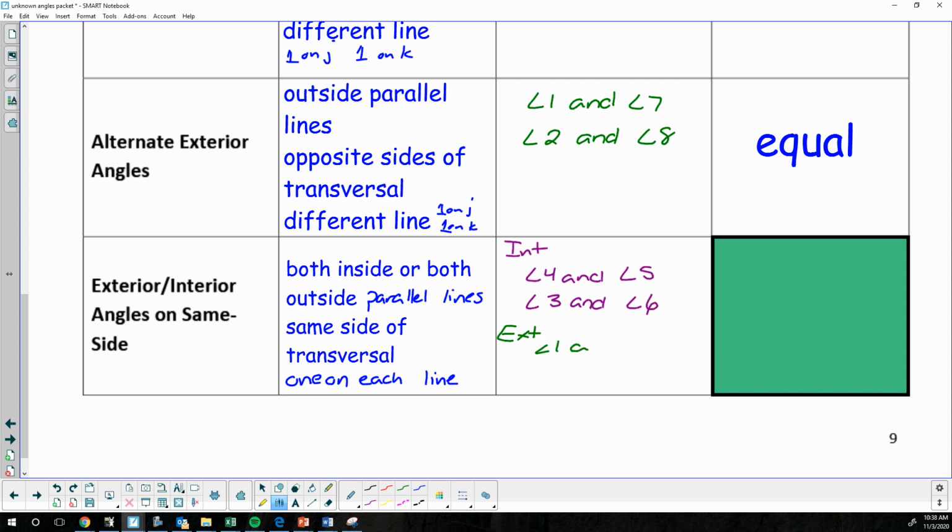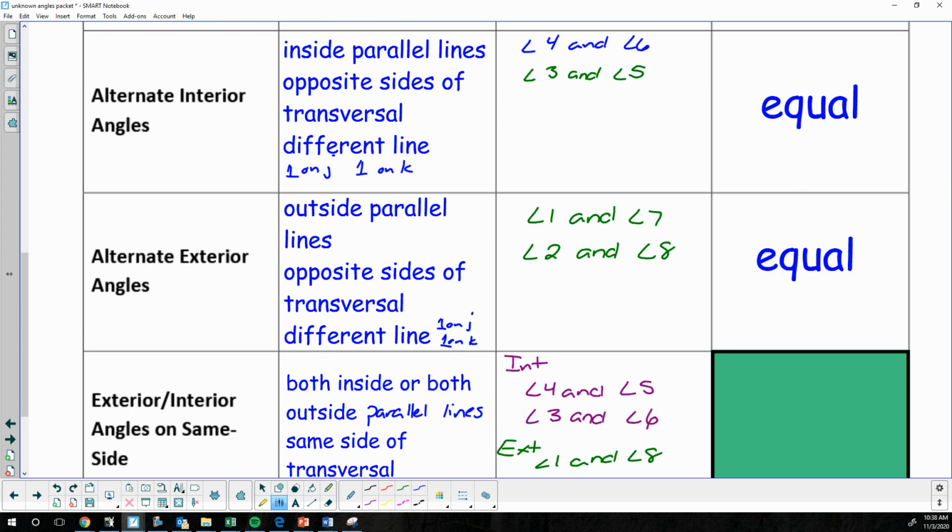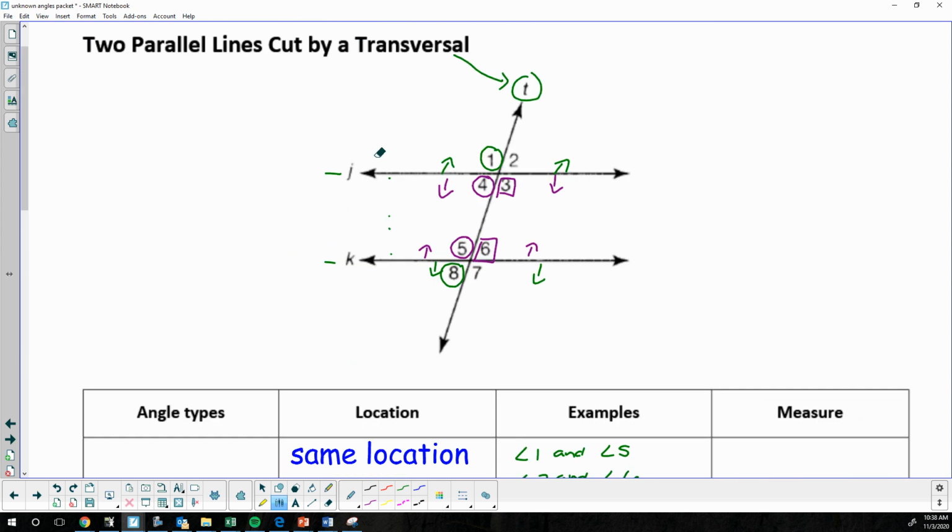Same side exterior, I think that's what I said. If I didn't, I apologize. Okay, the other pair, angle 2 and angle 7. Those are both exterior on the outside of the parallel lines and both on the right-hand side.